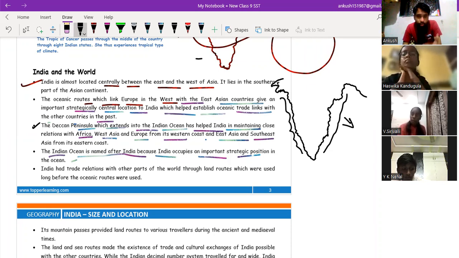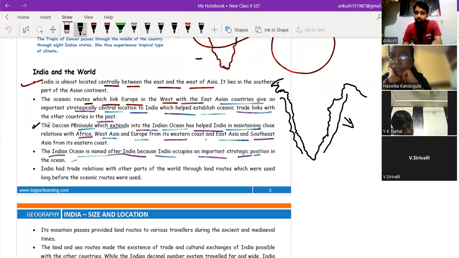We are in the southernmost part of Asia. See, everything has a direction. So we are in the southernmost part of the Asian continent, but on our east side we are connected with the eastern countries like Japan, Indonesia, Australia, and Mongolian countries. South as well, Africa and Australia. Through this eastern coast we are connected with them. Understood?